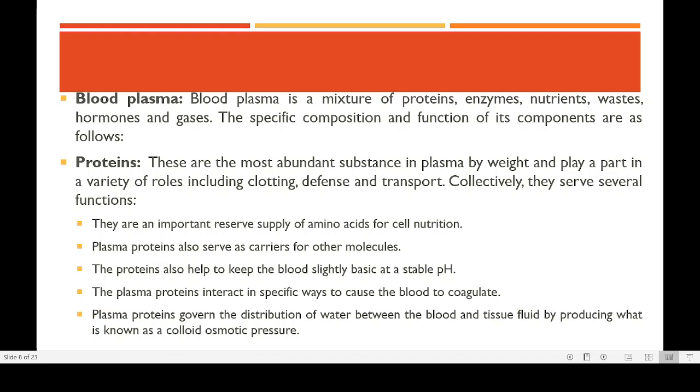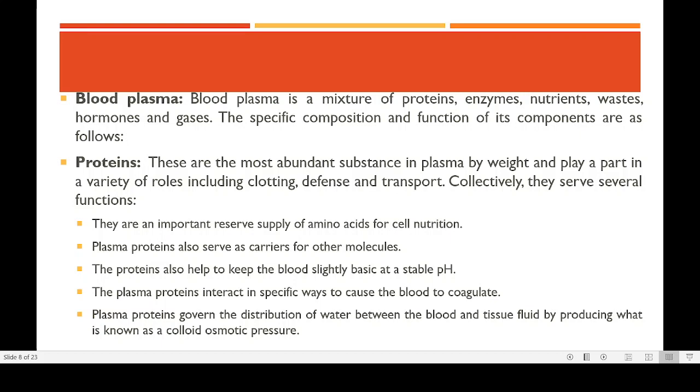Now here, one important function of the plasma proteins is that they supply amino acids. Amino acid is an important substance for the growth and development of the cell. Cells need amino acids, along with glucose and other substances. And this is the supply of amino acids to the different cells in the body. That is one function of plasma protein. So plasma protein provides different types of amino acids to various cells in the body.